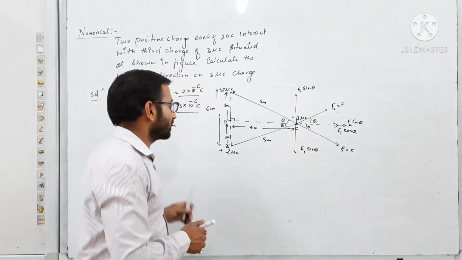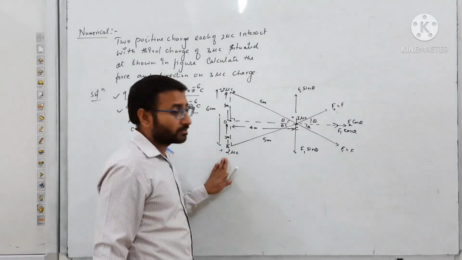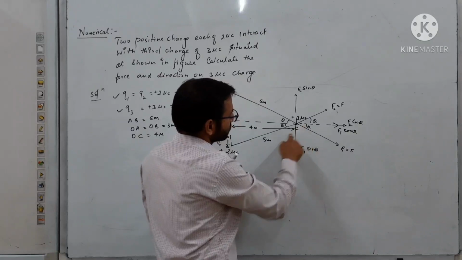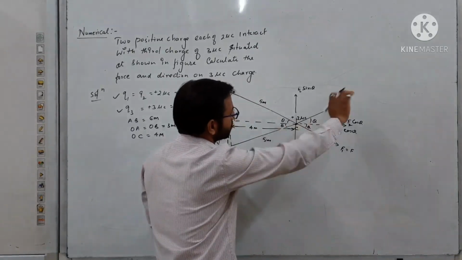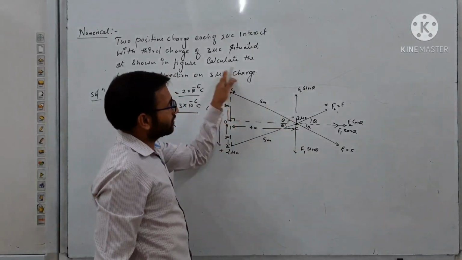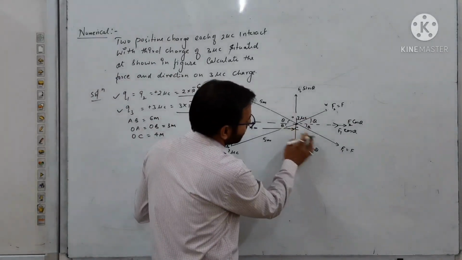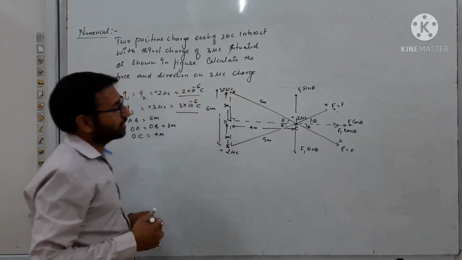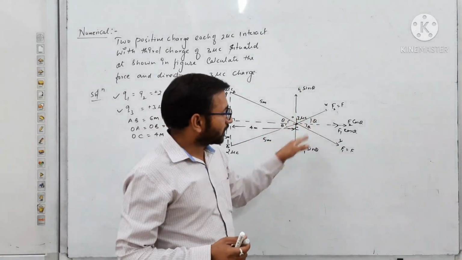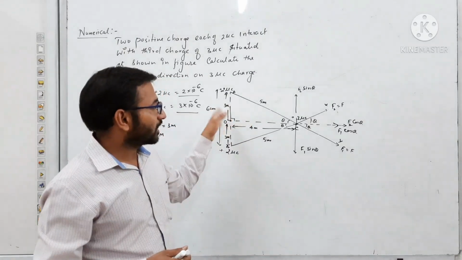If we think about the force applied by the 2 microcoulomb charge placed at B on this charge, it is along the direction B to C. Suppose this point is considered as C, so B to C. Similarly, the force applied by the other 2 microcoulomb charge placed at A on the same 3 microcoulomb charge is along the direction A to C. Here we will calculate the net force on the 3 microcoulomb charge due to the system of two 2 microcoulomb charges placed according to the figure.